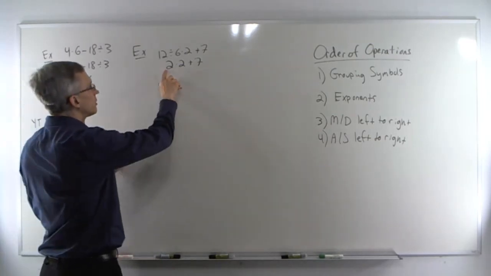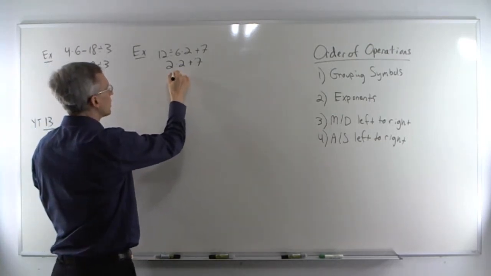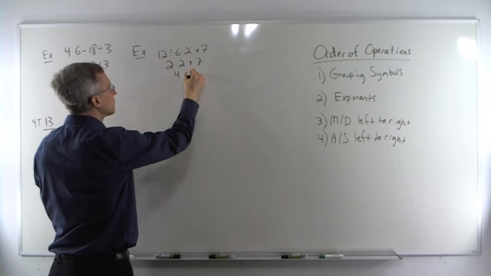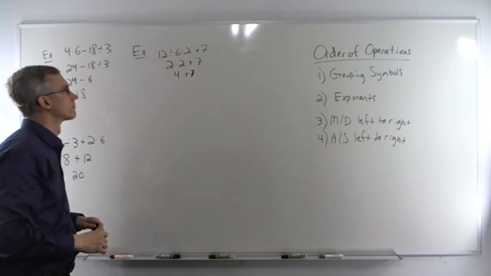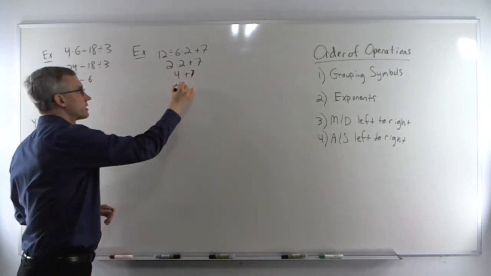All right, now I'm going to do 2 times 2, that gives us 4 plus 7. And then add those together to get 11.